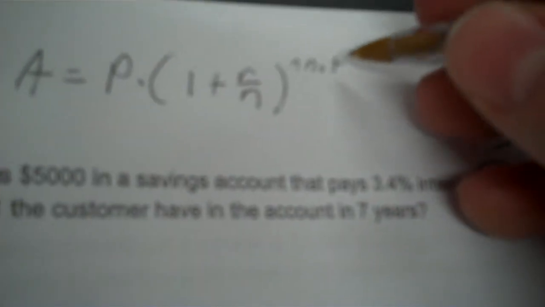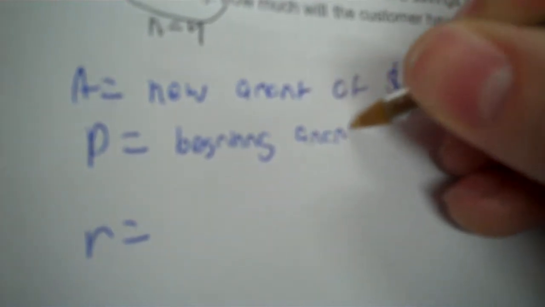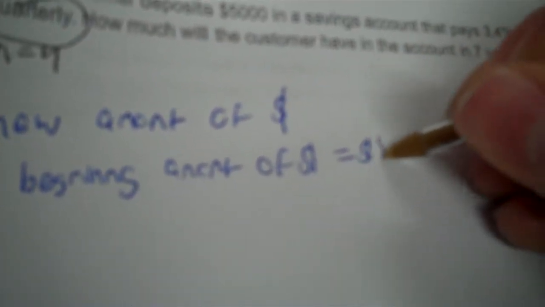So your variables are P, R, N, and then T. You also have A in front. A is what you're finding. A is the new amount of money. P is your beginning amount of money. It's called the principal, the beginning amount of money, and we know that that is 5,000.